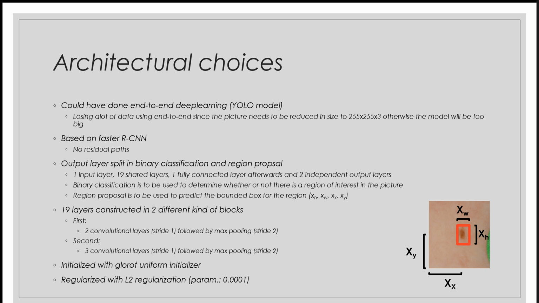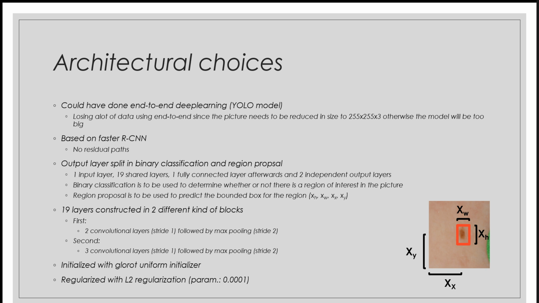The second thing we're doing is actually a regression problem, where we're trying to do a region proposal based on the bounded boxes. And then we get these four values, the x, y, h, w, and you can see what the meaning of these parameters are on the picture. It's basically just parameters for the bounded box. And that's how I split the output.